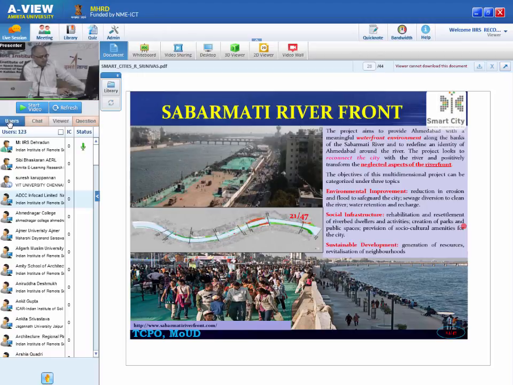At the same time, social infrastructure, including rehabilitation and resettlement of riverbed dwellers, and activities, creation of parks and public places, and sustainable development, generation of resources, revitalization of neighborhoods. I mean, you must be aware of this. These are good examples which can be adopted by cities also.